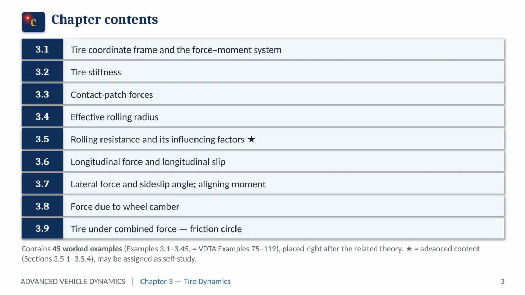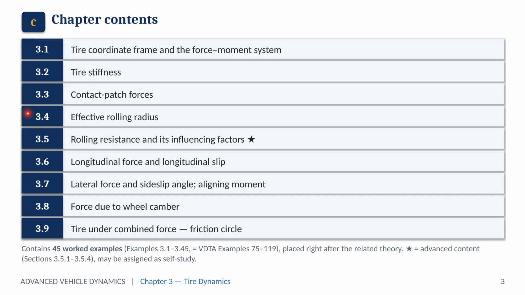The chapter has 9 sections. Section 3.1, the tire coordinate frame and the force system. Section 3.2, tire stiffness. Section 3.3, the forces in the contact patch. Section 3.4, the effective rolling radius. Section 3.5, rolling resistance and the factors that affect it.